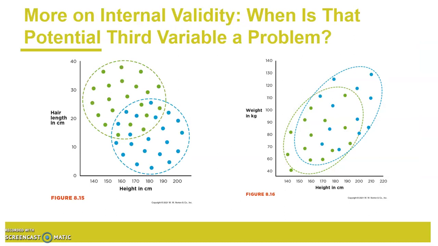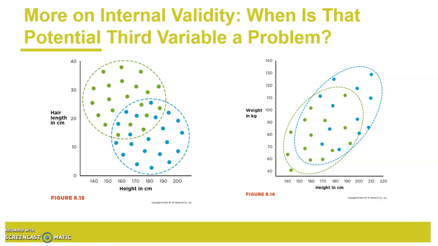Here's an example of where the third variable problem might be an issue and where it might not be. Okay. So here's hair length and height. Okay, and if you just lump all these dots together, then there's a significant negative correlation. Okay, the taller you are, the shorter your hair.